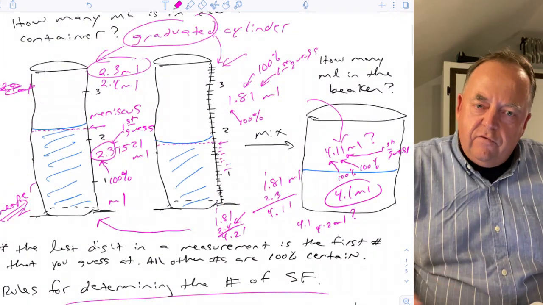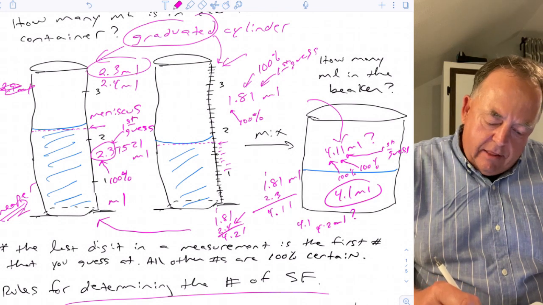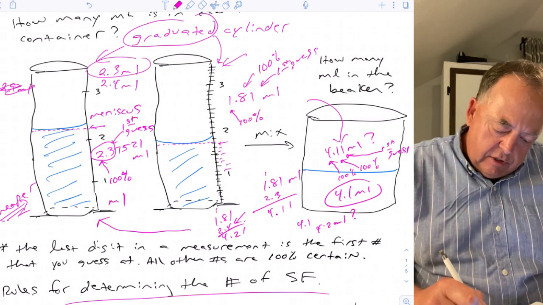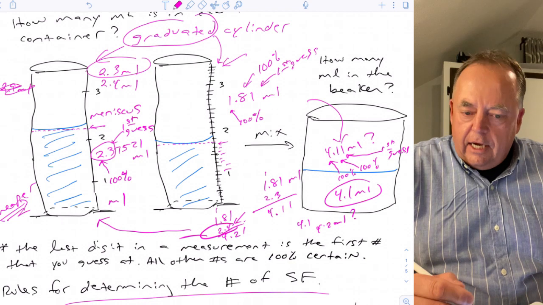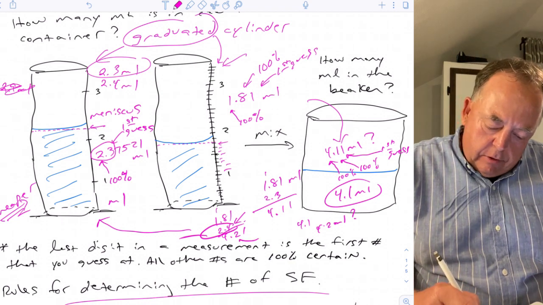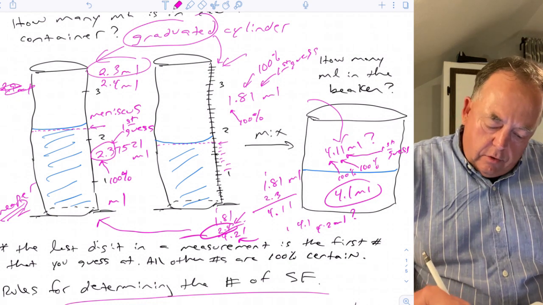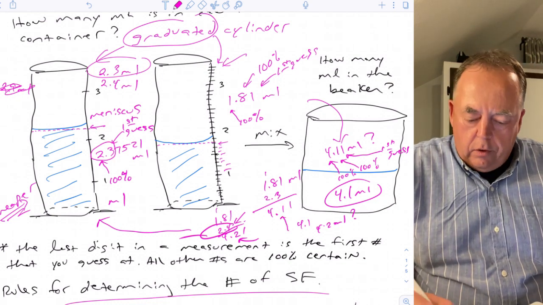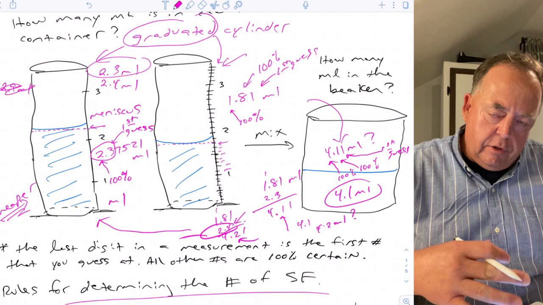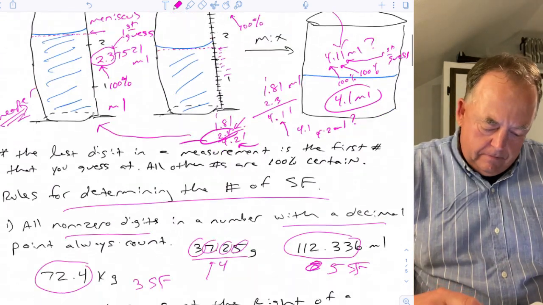We added these 2 volumes together, and so when we add them together, this number only has 1 decimal place, so your answer can only have 1 decimal place, so we would have to cut it off at 4.2 mils, or here we would have to cut this one off at 4.1 mils, right? Because you can only have 1 decimal place.